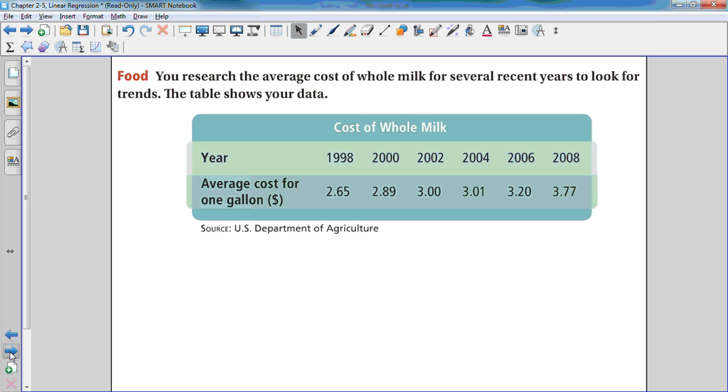I mean, back in 1980, you probably paid 80 cents per gallon of milk. Whatever, I don't know. But in 1998, the average cost per gallon of whole milk was $2.65. And then in 2000, $2.89, $3, $3.01, $3.20, $3.77. You see how it's going up? For the most part, as time goes on, it's pretty much going up. Now, we're going to graph it.